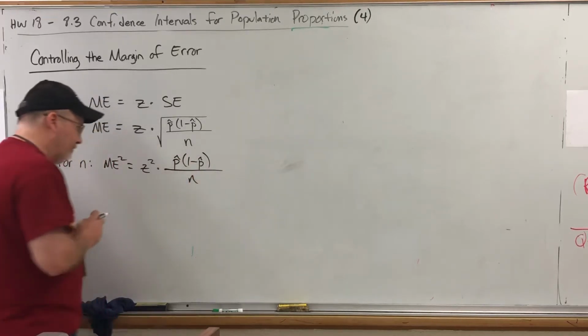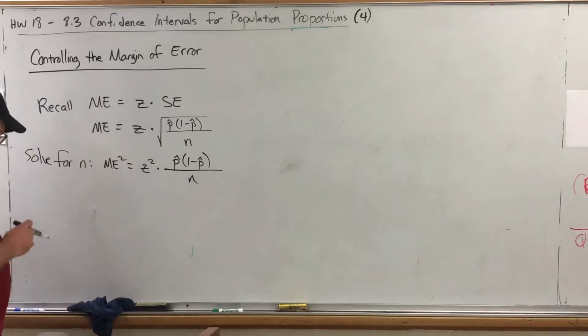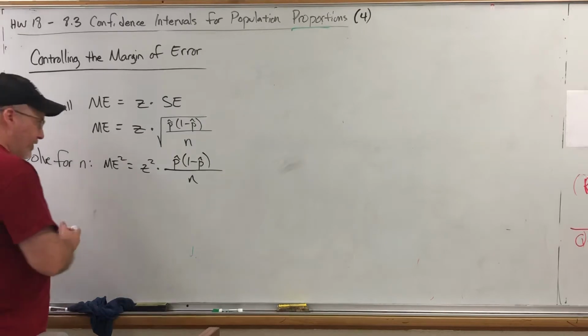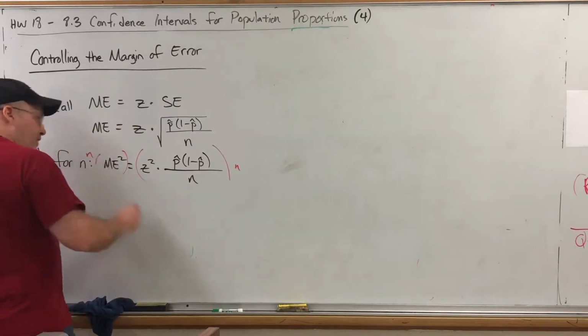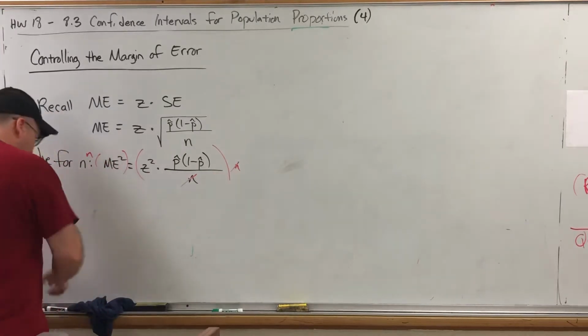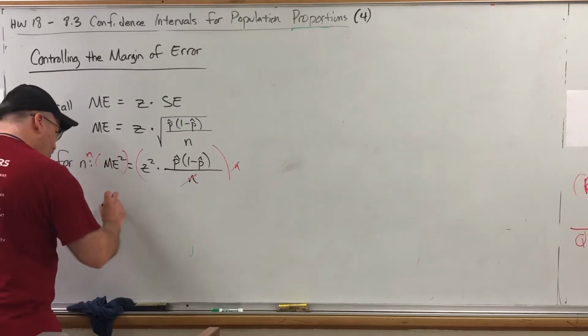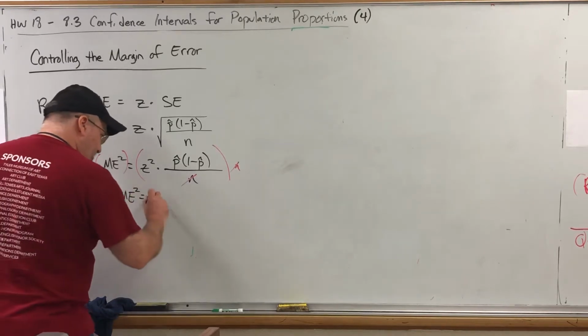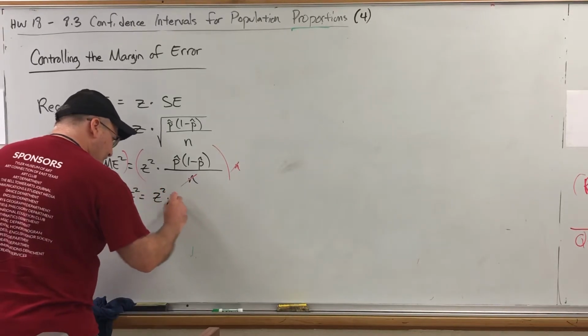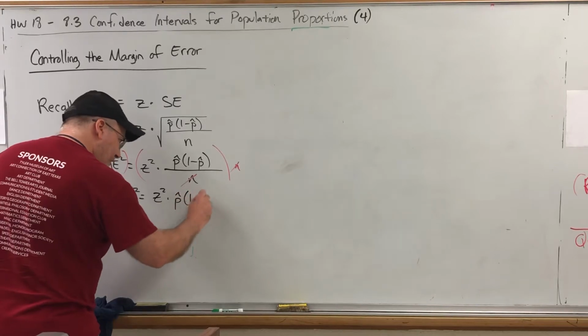No more square root. Next, to get the n out of the denominator, I'm going to multiply both sides by n. That will make it cancel over there, and it will show up over here next to the squared margin of error. And that leaves us z squared times p hat times 1 minus p hat.